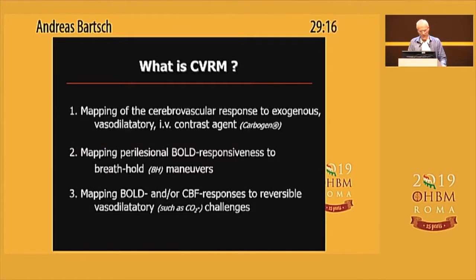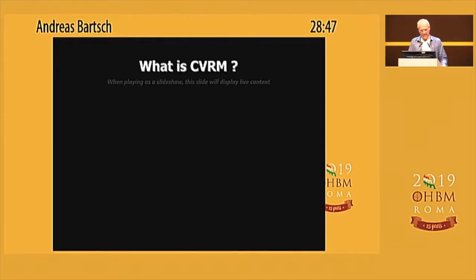So, what is CVRM? Is it mapping the cerebrovascular response to exogenous vasodilatory IV contrast agents such as carbogen? Is it mapping perilesional BOLD responsiveness to breath-hold maneuvers? Or is it mapping BOLD and/or CBF responses to reversible vasodilatory challenges such as carbon dioxide? Give your votes, please.